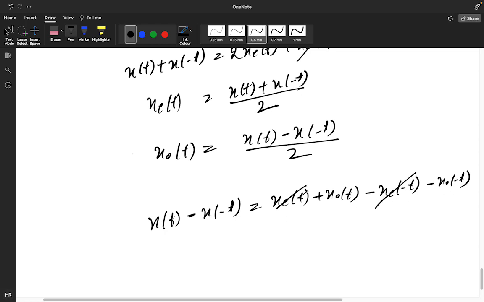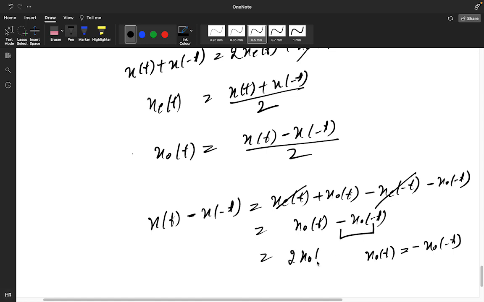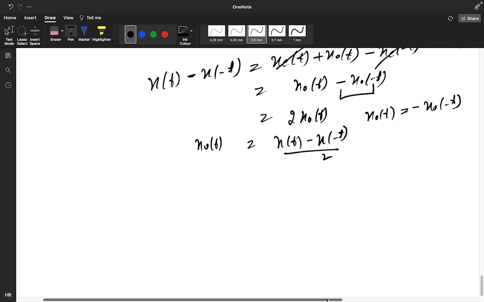So this will get cancelled out, because we know that x e, the even signal of minus t, is the same as this. And now this will be x o of t, and here you are getting minus x o of minus t, and we know that in an odd signal, x odd is equal to minus x odd of minus t. So instead of this you can write x odd of t, so you will get 2x odd of t. So x odd of t you will get as x of t minus x of minus t by 2. So these are the two important formulas.